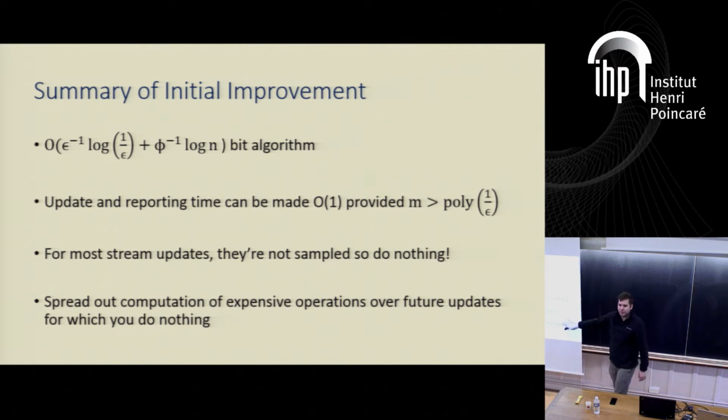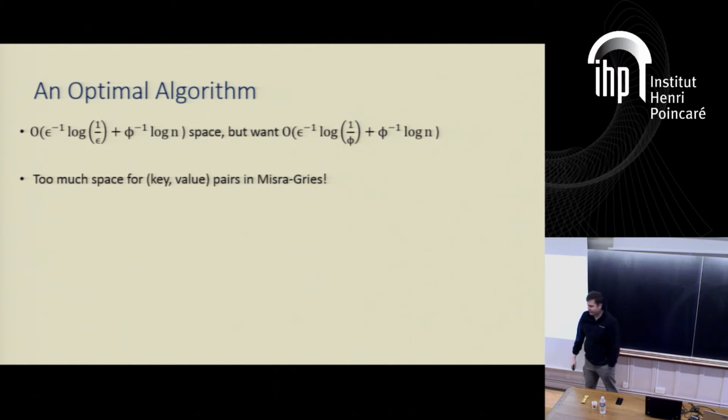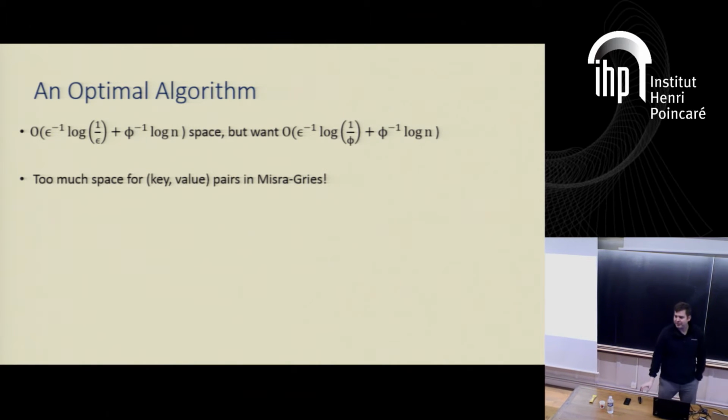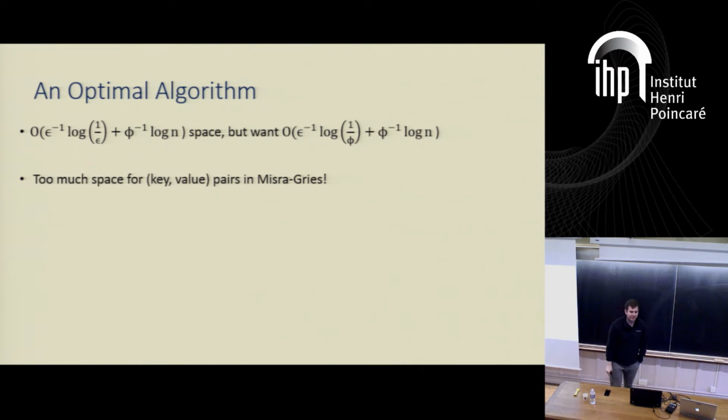So this is just what we just discussed. The optimal algorithm, though, has space 1 over epsilon log 1 over phi plus the same 1 over phi log n, so it's a bit better than this. The idea here is that we're spending too much space for the key-value pairs in Misra-Gries. We're spending log 1 over epsilon bits of space.